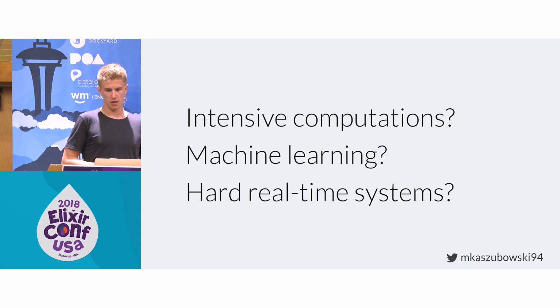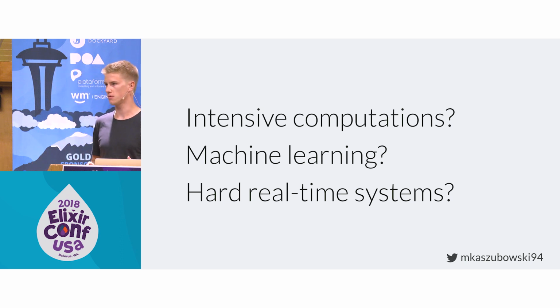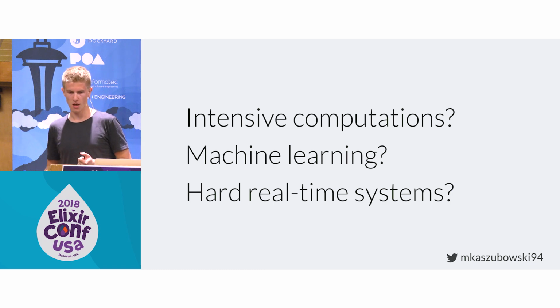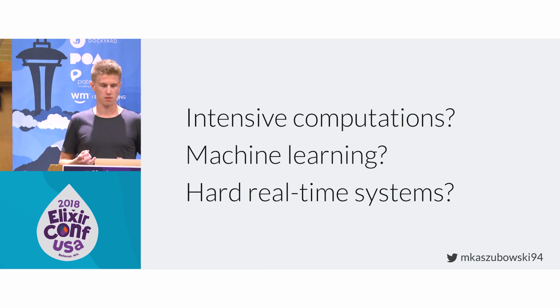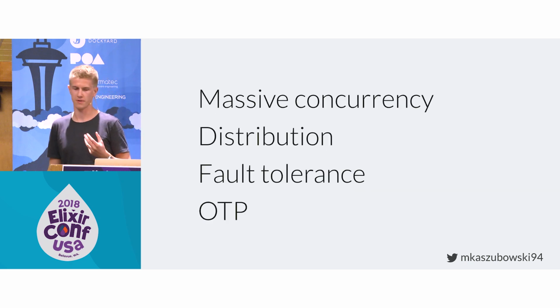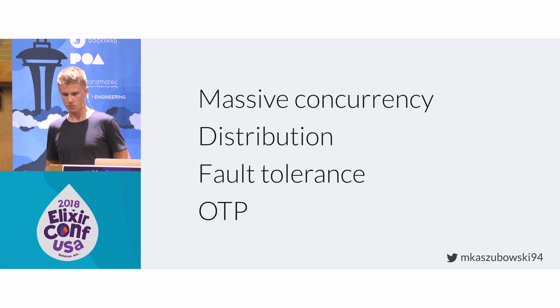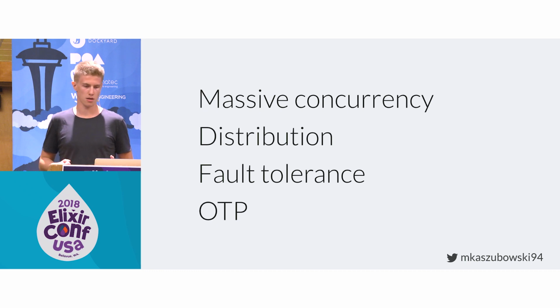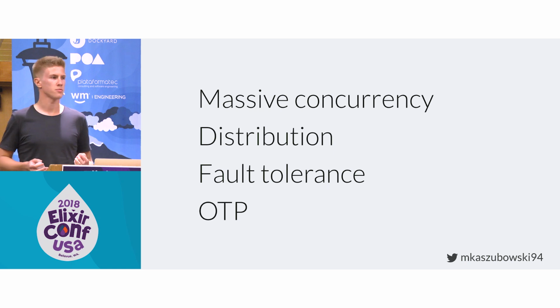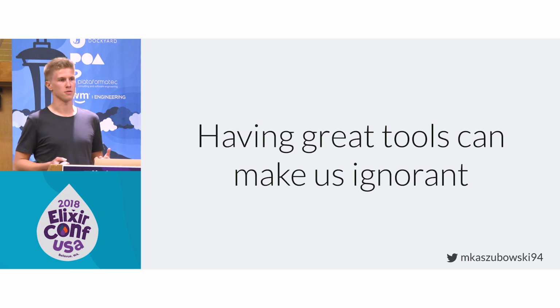And I think that the most dangerous disadvantages are the ones that we are not afraid of, or even the ones that we think are good things, because they are the things that bite us in the future. So if you think about all the things that make Elixir great, so if you think about massive concurrency and distribution and fault tolerance and OTP, you might realize that these are dangerous concepts, because the fact that we have them built in can make us a bit ignorant.